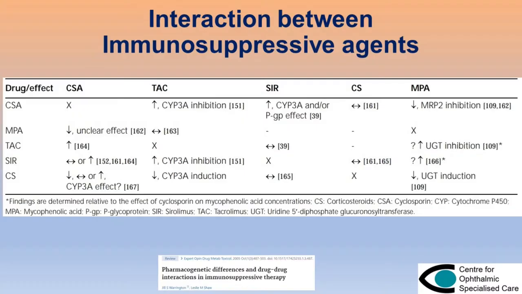And as we saw before, the levels of mycophenolate can be decreased by the use of cyclosporine, and on the other side, cyclosporine levels can be decreased by the use of mycophenolate. Tacrolimus similarly can decrease the levels of corticosteroids, so we have to be careful. And using tacrolimus with mycophenolate, we can have an increase of the levels of tacrolimus.